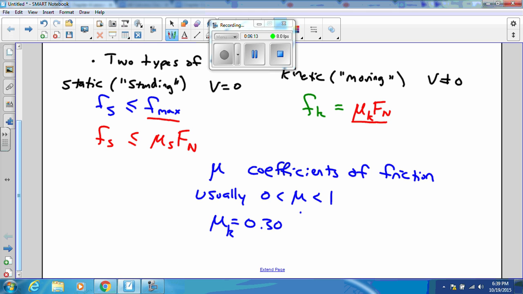So for example, if mu is equal to 0.3, let's say it's a mu sub k, then what we're saying is that the kinetic frictional force will be 0.3 times whatever the normal force is, or in other words, it will be 30% of the normal force.